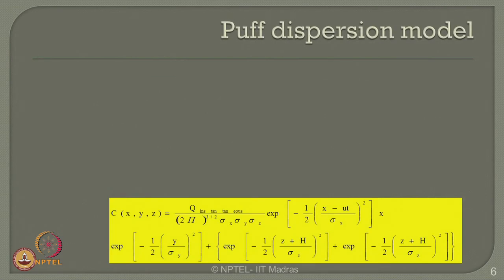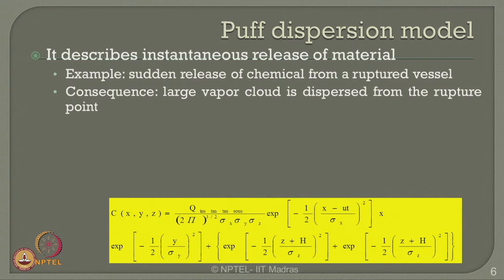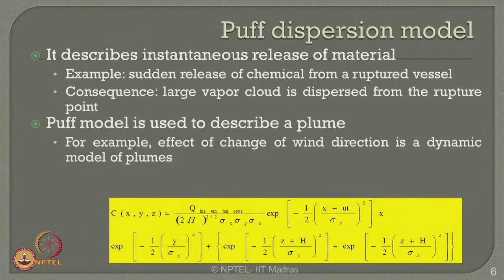Alternatively, for instantaneous release we can look at puff dispersion models. For continuous release we have already seen plume dispersion models. For instantaneous release one looks for a puff dispersion model. This describes the instantaneous release of material. An example could be a sudden release of chemical from a ruptured vessel. A consequence can be a large vapor cloud dispersed from the rupture point. The puff model is used to describe a plume. Alternatively, for example, the effect of change of wind direction is a dynamic model of plumes.